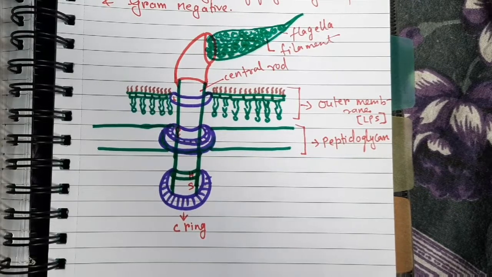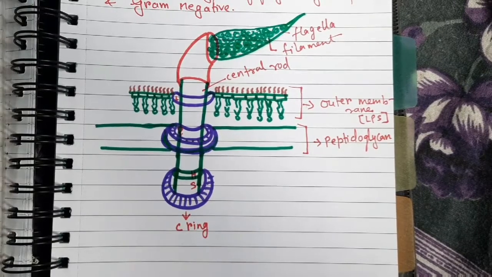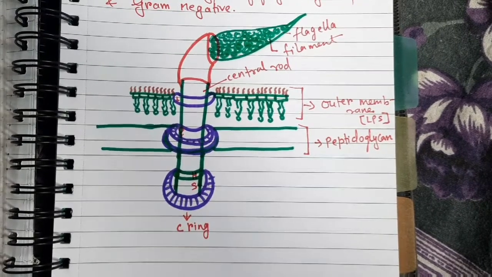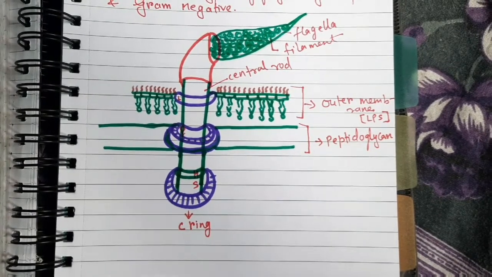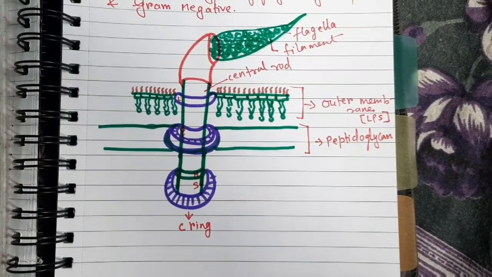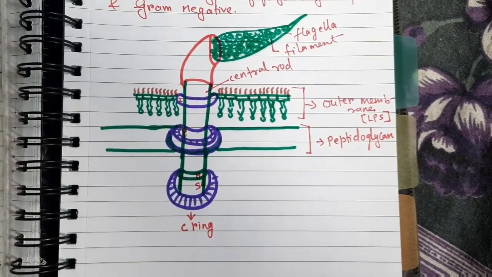Now what are the functions? These function as bushings to support the rod where it is joined to the hook of the filament on the cell surface. As the M ring turns, powered by an influx of protons, the rotary motion is transferred to the filament, which turns to propel the bacterium.